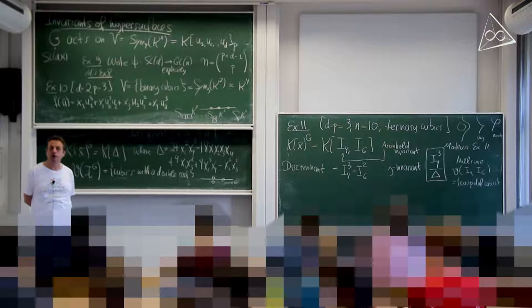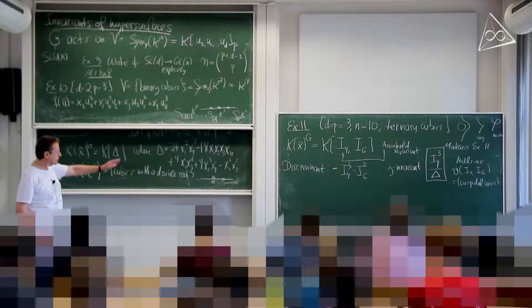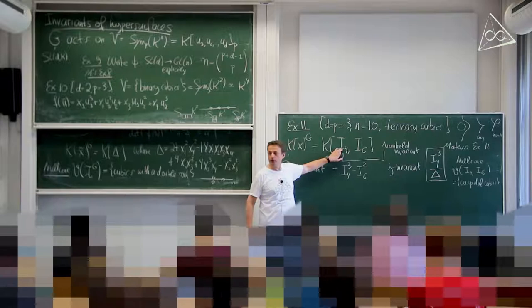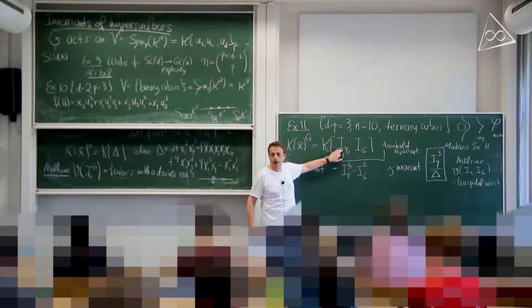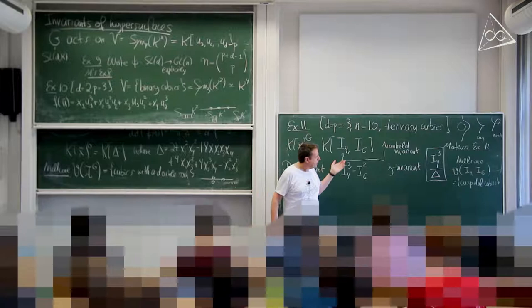Wait, so is this saying that SL_n doesn't preserve nodes? No, SL_n preserves nodes, and SL_n gives us the invariants. But of course, the value of this invariant will not be invariant under scaling. So if you have a polynomial where this invariant evaluates to 17, and then you multiply this by 2, then it will evaluate to 8 times 17. So to really also get rid of scaling, you have to take ratios of homogeneous polynomials of the same degree.